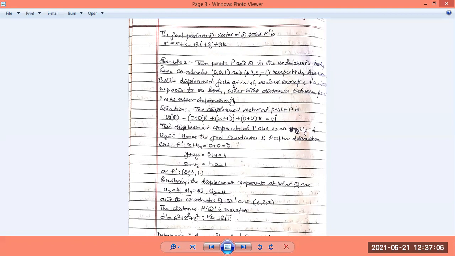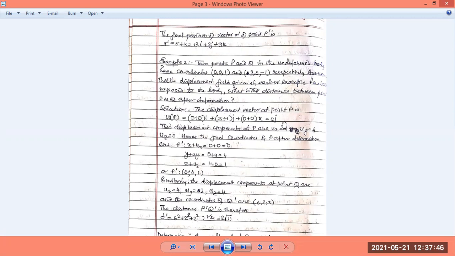We know the displacement field, and we are supposed to find the displacement vector between P dash and Q dash, where P dash and Q dash are the points acquired by P and Q after the deformation itself. So at point P, we can find the displacement vector first. If we put the values of x, y and z into our displacement field, we get 0 plus 0, 0 plus 0, 0 plus 0 into k, that is 4j.